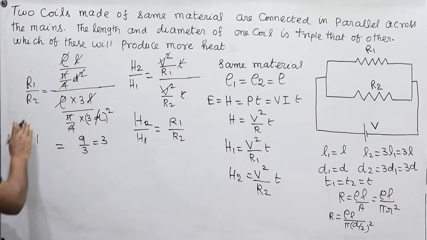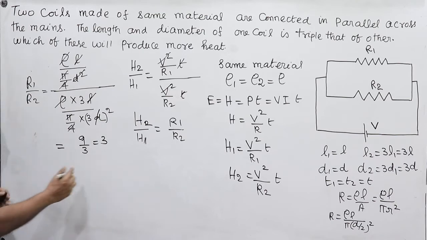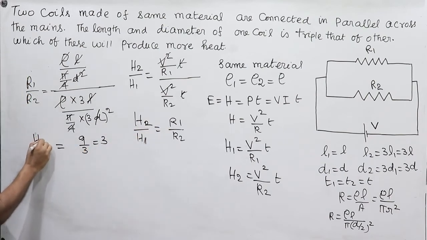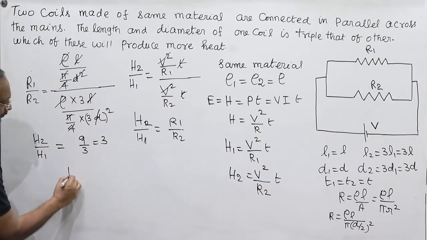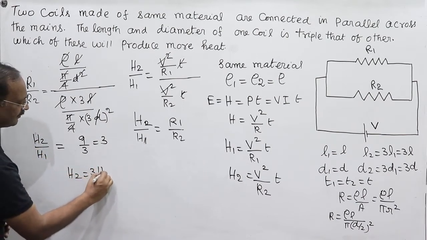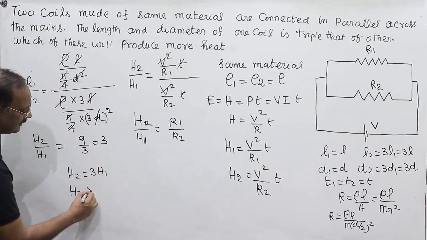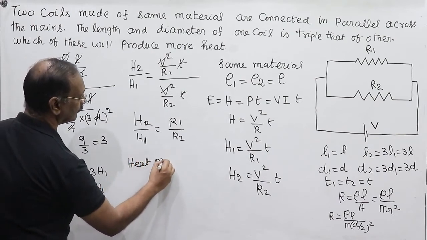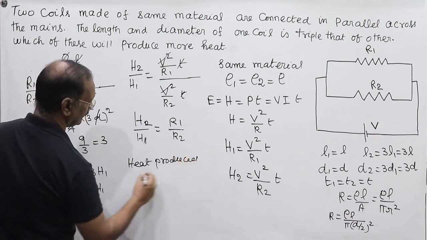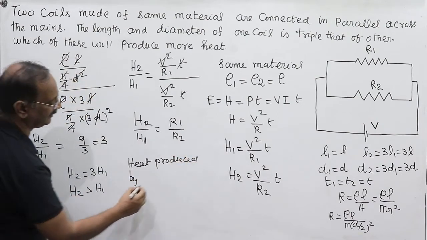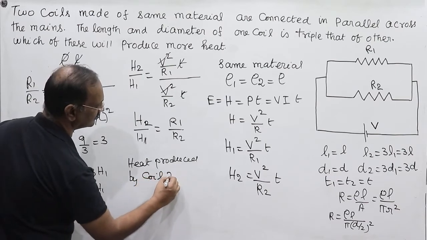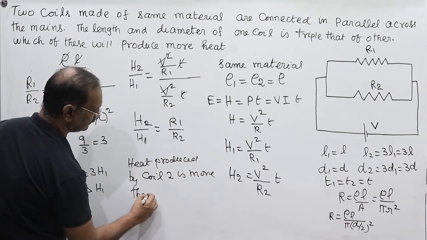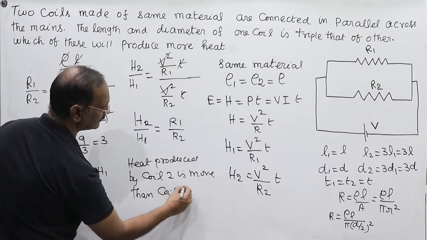Therefore, R1 by R2 is equal to H2 by H1. So we can write H2 by H1, or H2 is equal to 3 times H1. That is, H2 is greater than H1. That is, the heat produced by coil 2, coil meaning nothing but a resistance, is more than coil 1.